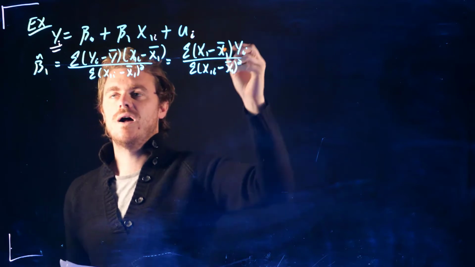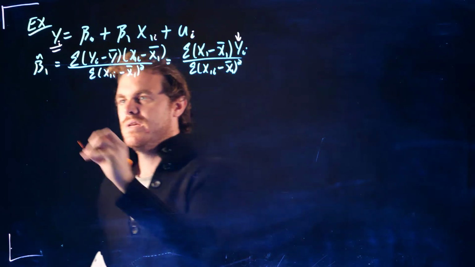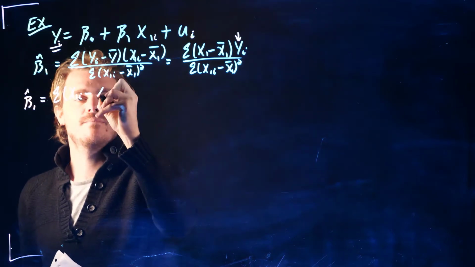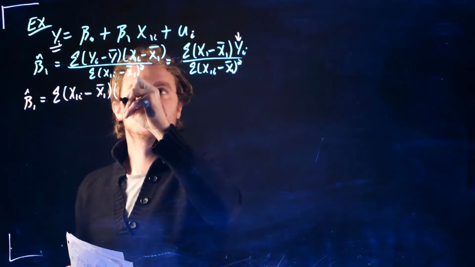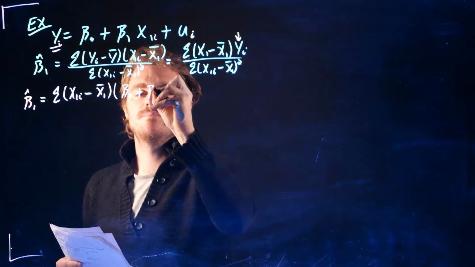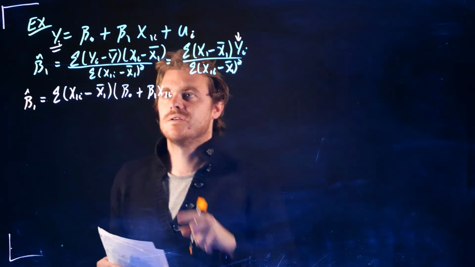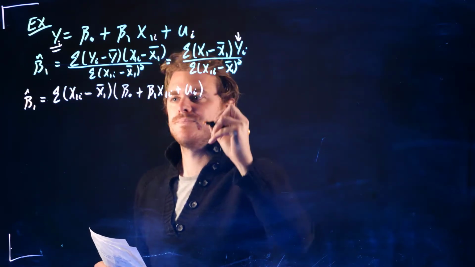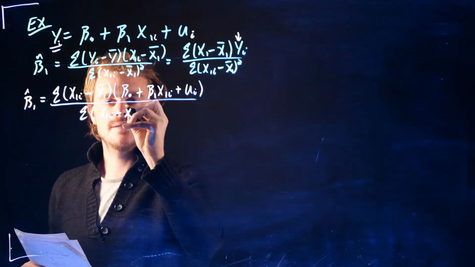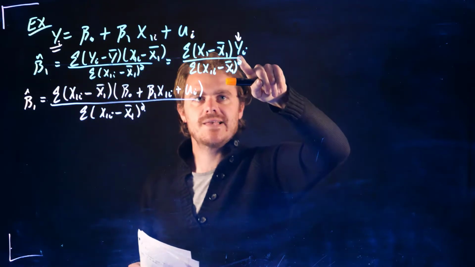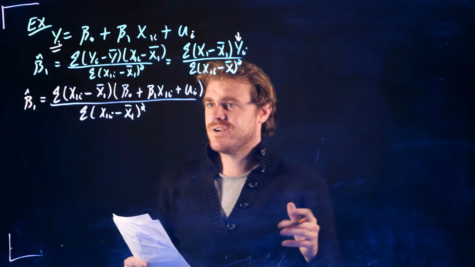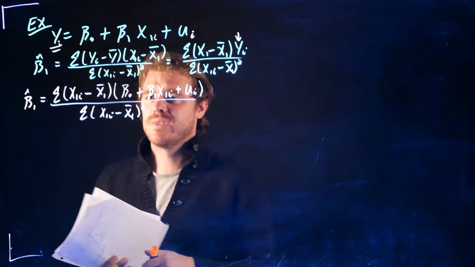All right, so now we're going to plug this identity for yi into there. That's going to give us that beta hat 1 equals the sum of (x1i minus x1 bar) times (beta 0 plus beta 1 x1i, just plugging that in, plus ui). And everything, again, is still over the sum of (x1i minus x1 bar) squared. So I just replaced this yi with this term from our regression. And let's start multiplying through.